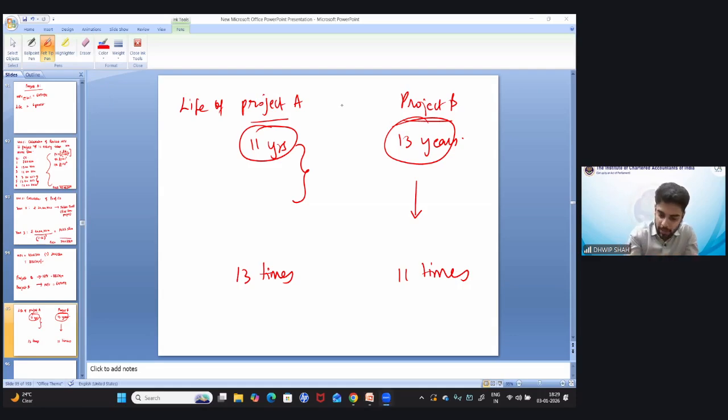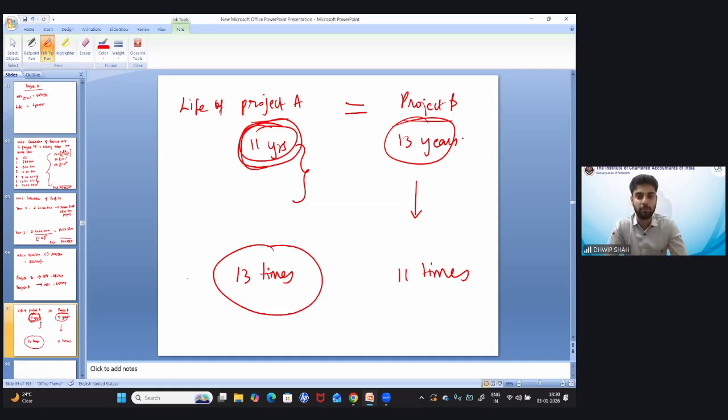So can I say, to make the life equal between project A and B, if we follow the replacement chain method, we have to take the whole project A 13 times. We have to repeat project A 13 times. Are you getting this? And we have to repeat project B 11 times so that the life now gets equal. Are you following?